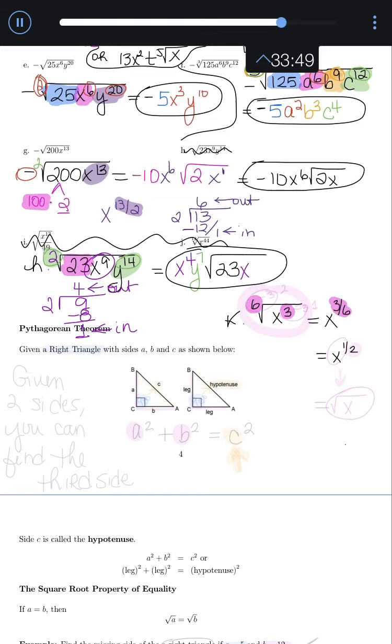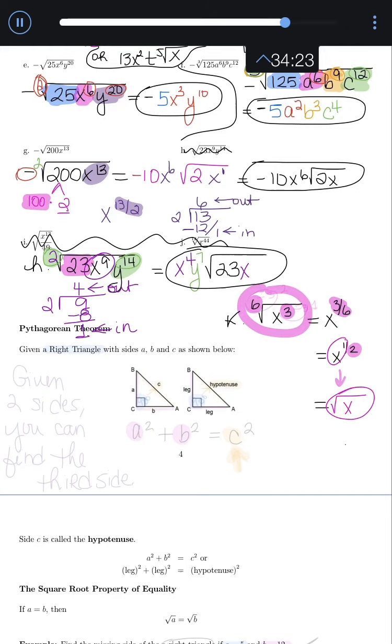Now, if we go back, we started out with roots. Can we turn this back into a root? Absolutely. The root would be whatever number's on the denominator, which in this case is a 2. So this one would turn into a square root, because of the 2 on the bottom, of x to the 1st power, which is just x. So the 6th root of x cubed reduces to just the square root of x.